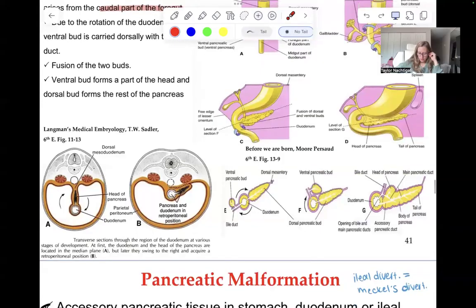Here we're seeing that rotation. We have the ventral bud and the dorsal bud, and this is rotating this way, and they're going to meet together and form the pancreas. And then we also have our nice little duct system here into the duodenum. Bile duct coming down, the pancreatic duct meeting it, and the sphincter of Oddi.